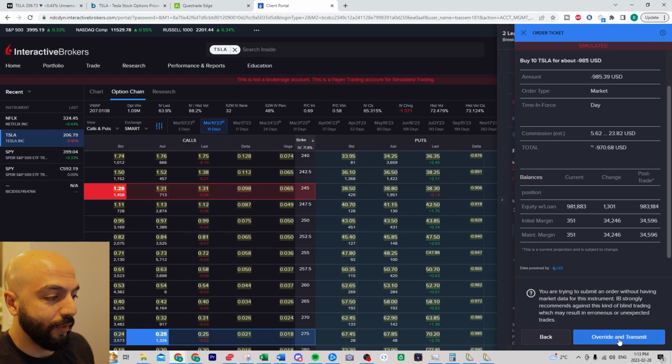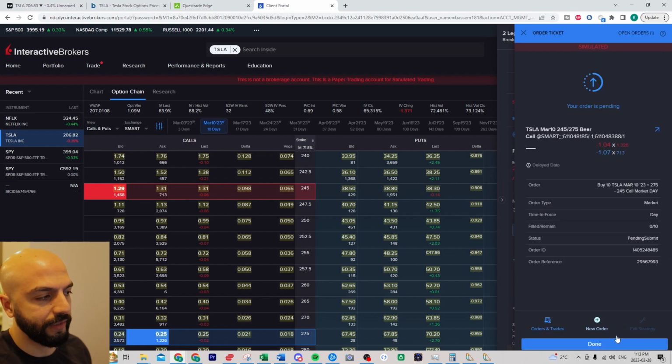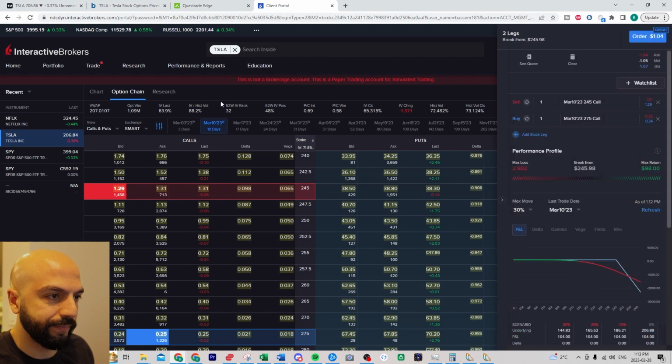And then we can override it. You're trying to submit an order without having market data for this instrument. That's fine. So I think my information is a little delayed. Override and transmit. Your order is pending and it should fill. I don't know why it's not filling right away, but it should fill. We'll just go done. We can do the same thing for Netflix.